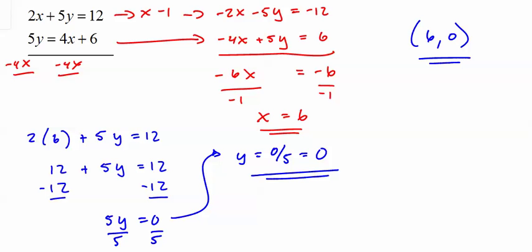Let's check it. 5 times 0, going to the original equation, equals 4 times 6 plus 6. That is clearly not the case. So the question is, where did I mess up? Interesting. I can't find my mistake. You probably saw it a long time ago and you're laughing at me. Good. Enjoy it. It happens all the time.